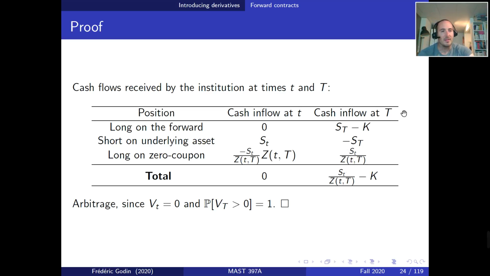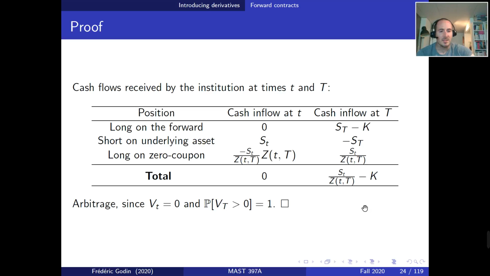If you combine the cash flows of each of these positions, then at time small t the total cash flow is zero, so this portfolio has an initial value of zero. Your cash flow at time capital T is the following. The plus S capital T and minus S capital T cancel out. What remains is the minus K and the value received from the zero coupon, the number of shares of zero coupon, S divided by Z, minus K.